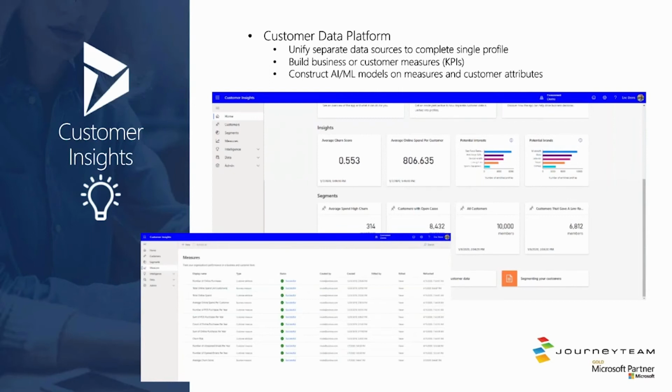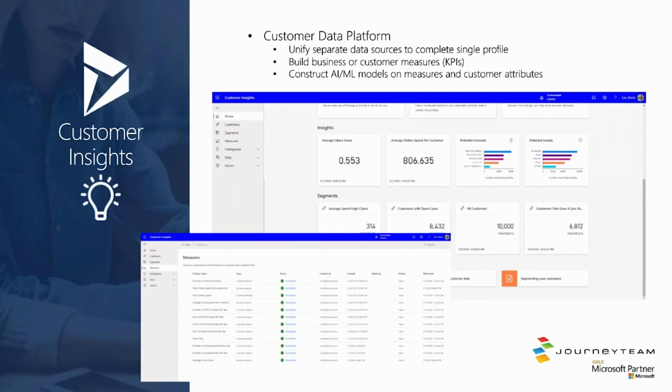And then what you can do is build measures or metrics, if you want to think of it that way, whether it's for the person or business measures to say, I want to be able to understand what's the average online spend, or how many customers do we lose per month? And now you're able to look across all those data sources to figure out how you want to compile those statistics.